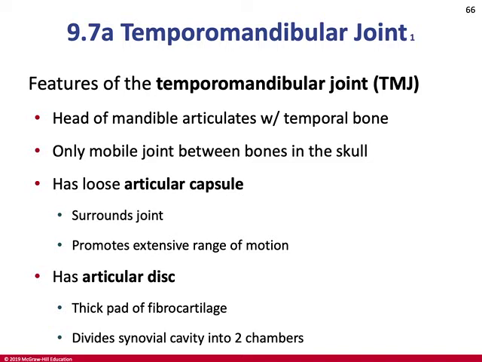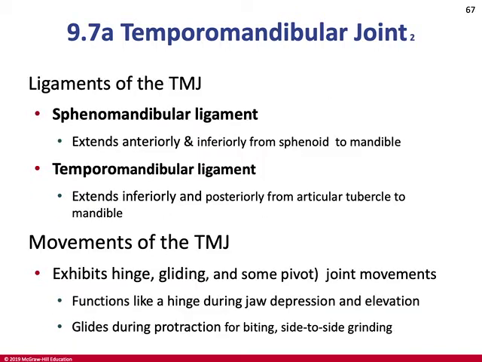There's an articular capsule that allows the range of motion, and there's an articular disc of fibrocartilage in there, and it divides the synovial cavity into two chambers. The sphenomandibular ligament extends anteriorly and inferiorly from the sphenoid to the mandible, and the temporomandibular ligament extends inferiorly and posteriorly from the articular tubercle to the mandible. Movements, like we said, are elevation and depression, and movement from side to side.